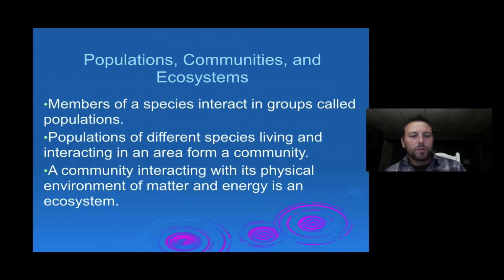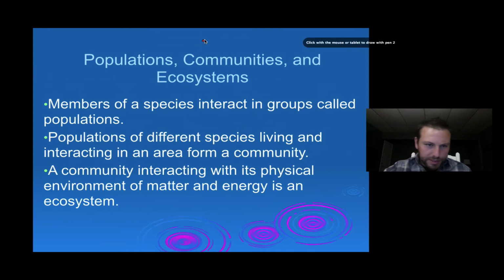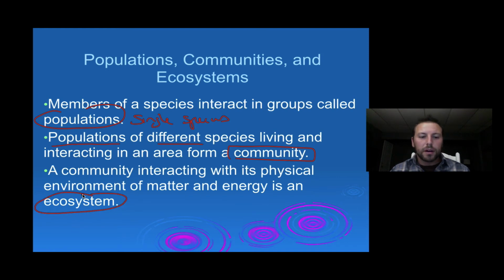So let's take a look. Remember we said we look at organisms. A group of organisms is nothing more than a population. So we're looking at a single species right here to make up our populations. If we take a bunch of different populations and put them together, we get a community. So we have populations, community, and if we get a bunch of interacting communities with the environment, we get an ecosystem. That's our general breakdown right there, and then the ecosystems make up our biosphere. It's pretty simple.